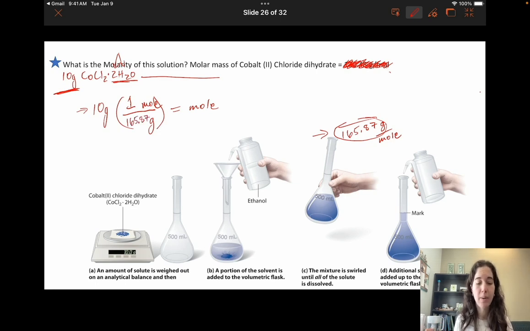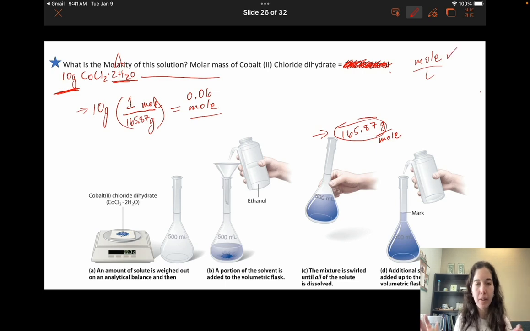And that's why we can write it that way. So then you put this in your calculators, 10 divided by 165.87. You'd end up with 0.06 moles. We're not done here yet because it wants the molarity, and molarity is in moles over liters.